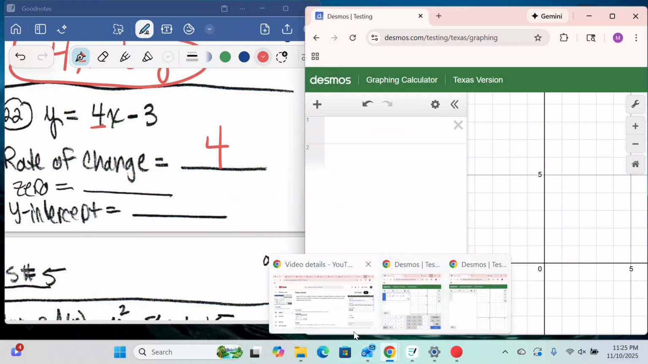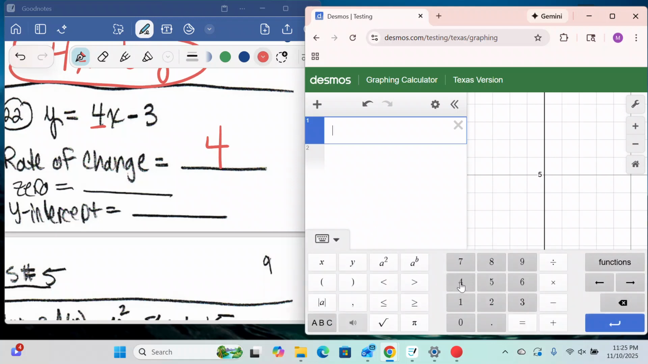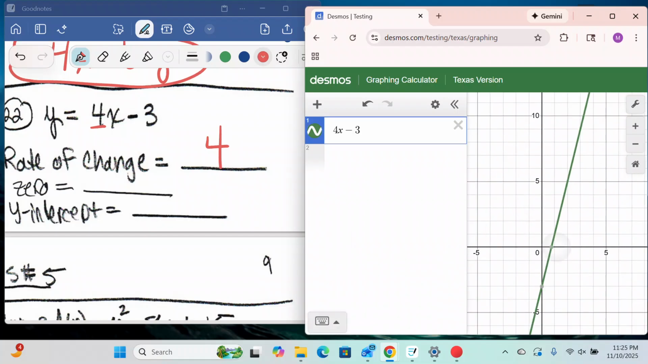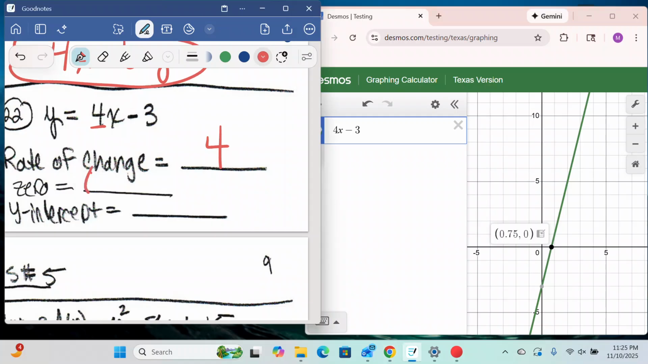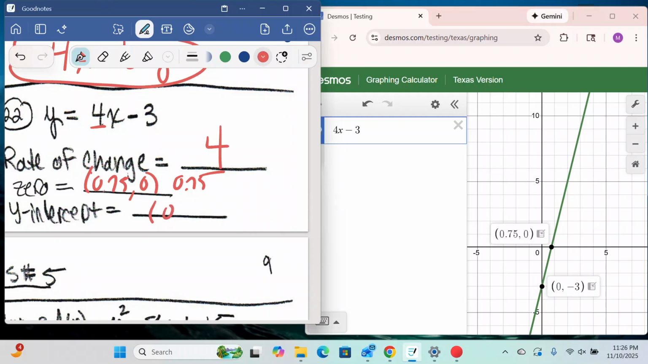So I'm going to go ahead and put it into the decimals calculator. And I'm going to go ahead and put 4x minus 3. And there it is. There is my green line. I'm going to find my x-intercept. And my x-intercept is 0.75, 0. And my 0 is also 0.75. And my y-intercept is right here, 0, negative 3.